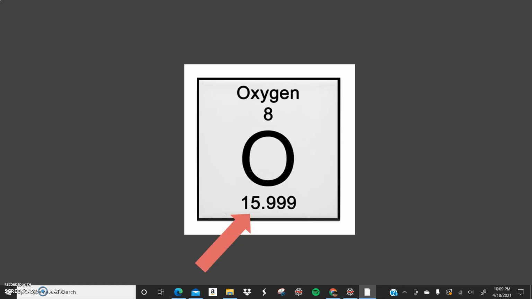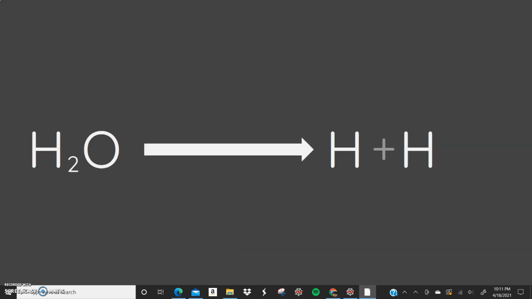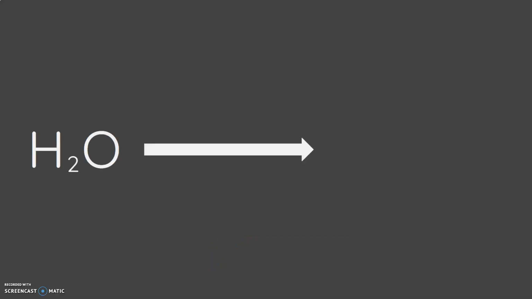Finding the molecular weight of a compound of more than one element is similar to finding the molecular weight of one element. First, you figure out how many of each element are present. For example, H2O consists of 2 moles of hydrogen and 1 mole of oxygen.